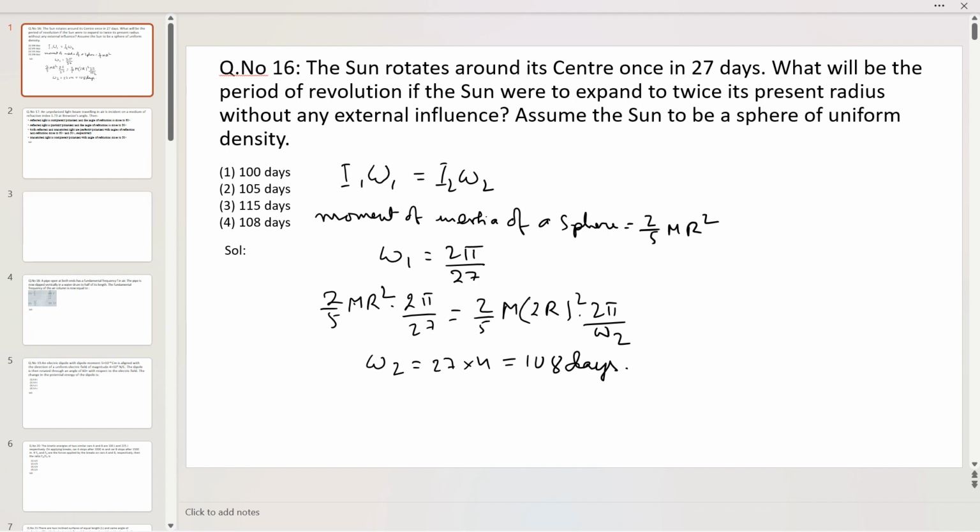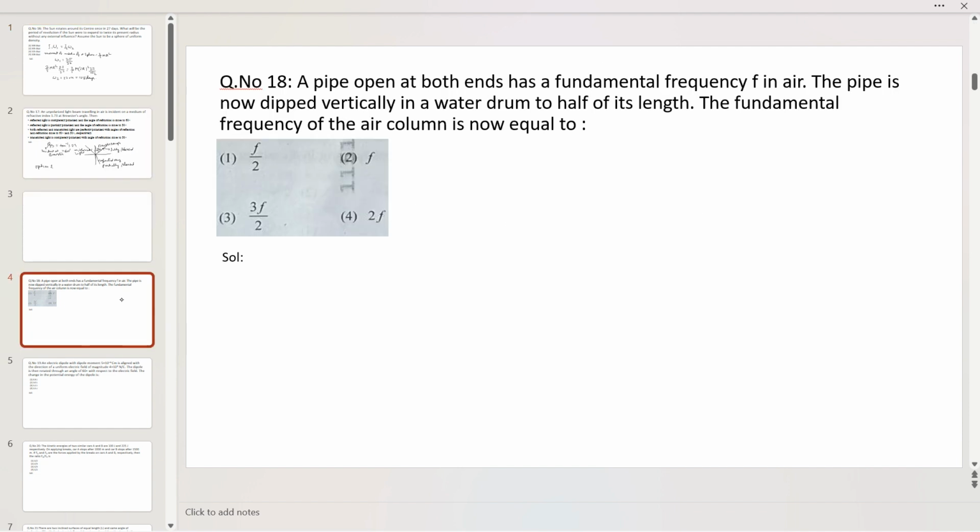The next question is, a pipe open at both ends has a fundamental frequency f in air. The pipe is now dipped vertically in water to half of its length, the fundamental frequency of the air column. So here at first I am drawing the picture. This is an open pipe.